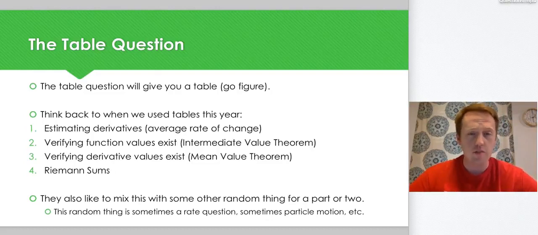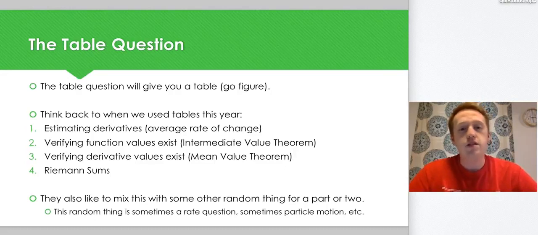average rate of change, f of b minus f of a over b minus a. Verifying that function values exist, which is intermediate value theorem. Verifying derivative values exist, which is mean value theorem. And doing Riemann sums. Lots of Riemann sums. Pretty much guarantee a Riemann sum when you see a table of values.